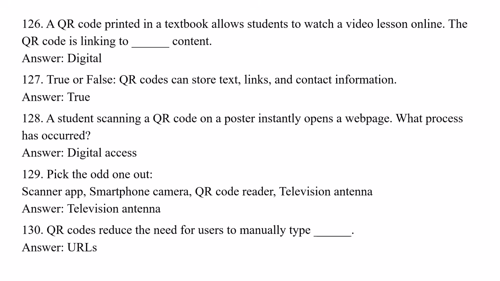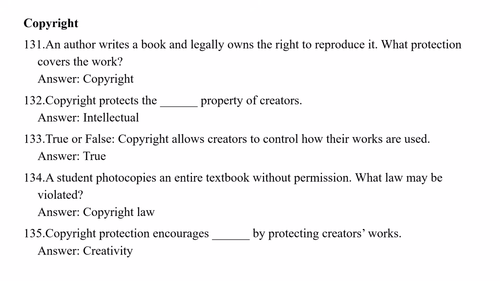Let's say true or false for this. QR codes can store text, links, and contact information. That's true. A student scanning a QR code on a poster instantly opens a web page. What process is it called? Digital access. Pick the odd one out. Scanner app, smartphone camera, QR code reader, television antenna. The antenna has nothing to do here. QR code reduces the need for users to manually type what? Type URLs. Let's talk about copyright.